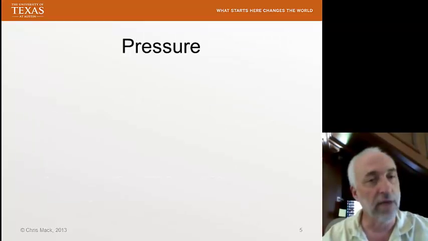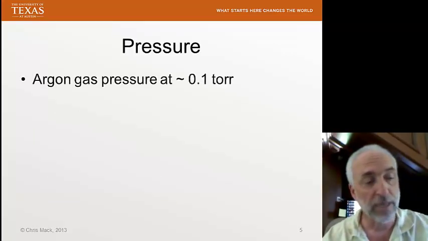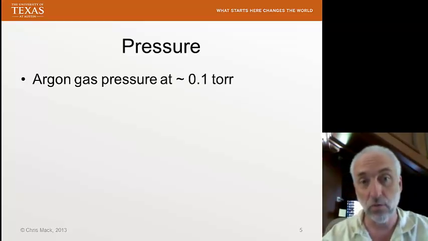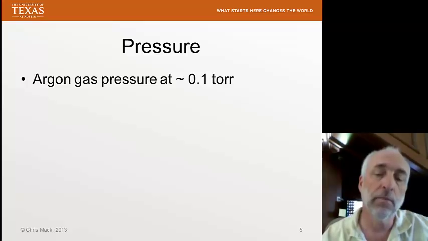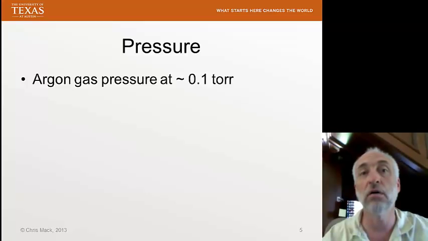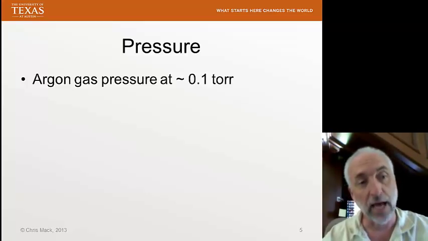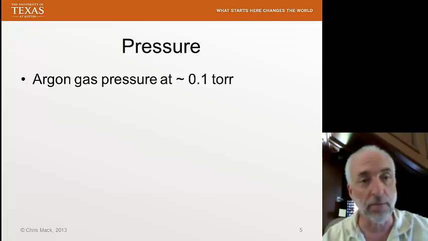Now, one of the key factors, as we saw in evaporation, is the pressure that we keep in the chamber. Pressure, in this case, will have two effects. The deposition rate will be mostly a function of the sputtering rate. How fast do we sputter off material from the target?